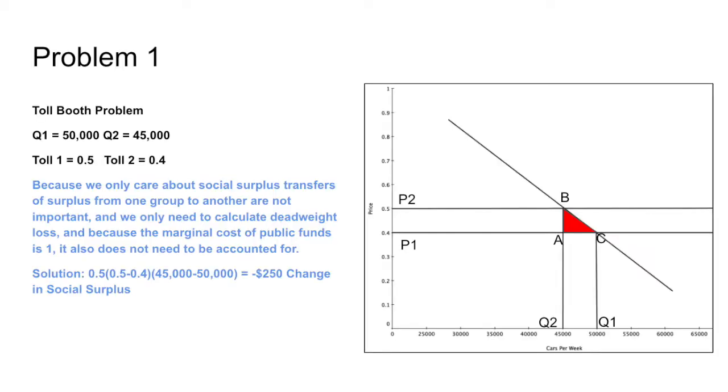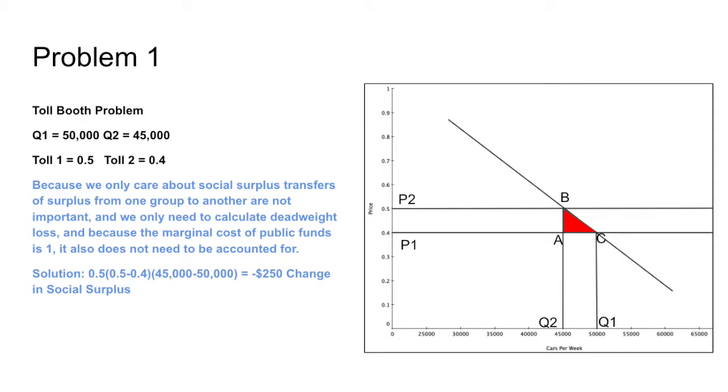Problem 1 looks into the relationship between changes in social surplus and a toll increase on a portion of highway. Specifically, the toll increases from 40 cents to 50 cents, and highway usage drops from 50,000 to 45,000 drivers per week. Also, it is assumed that the supply curve is horizontal.